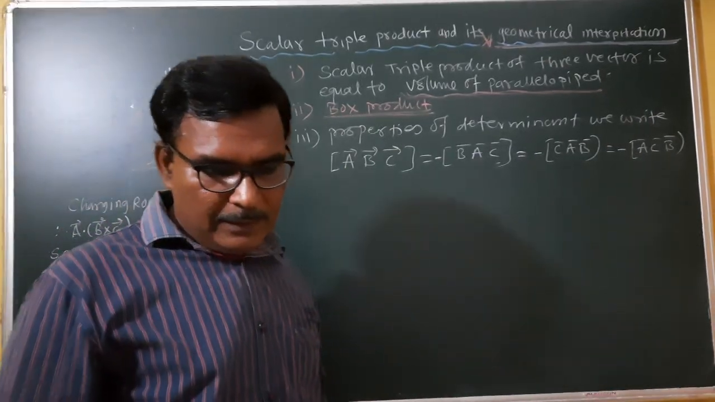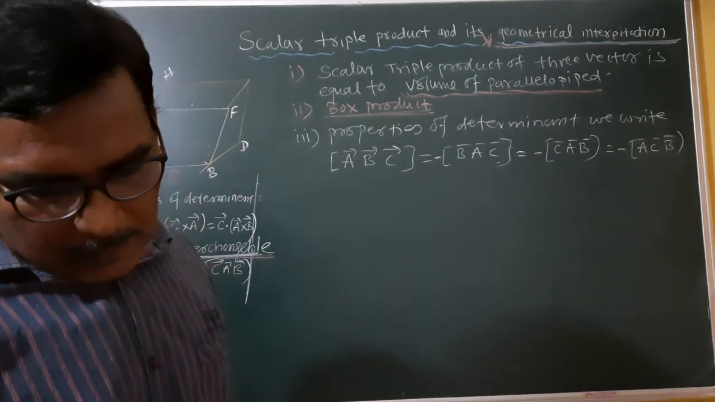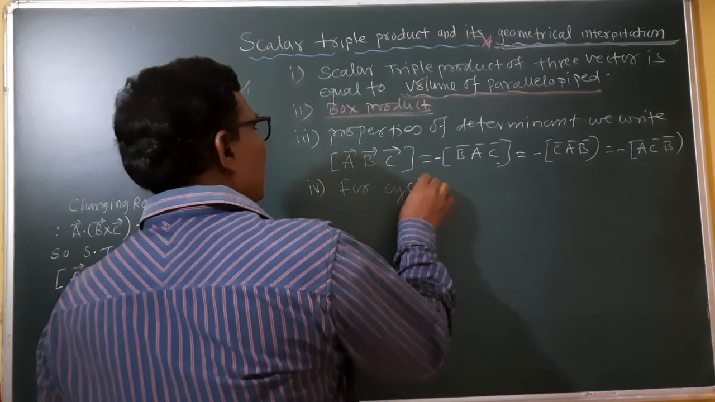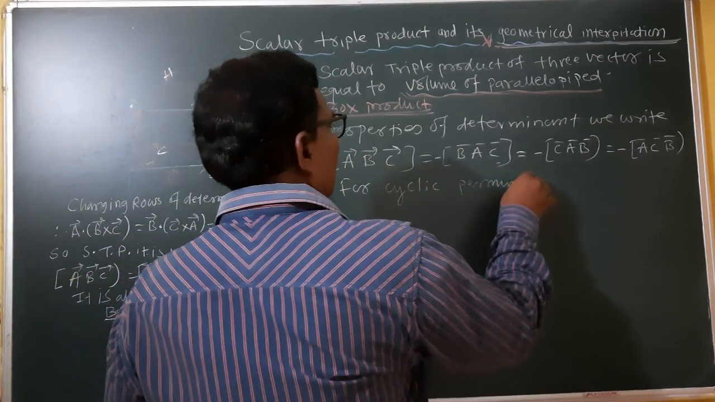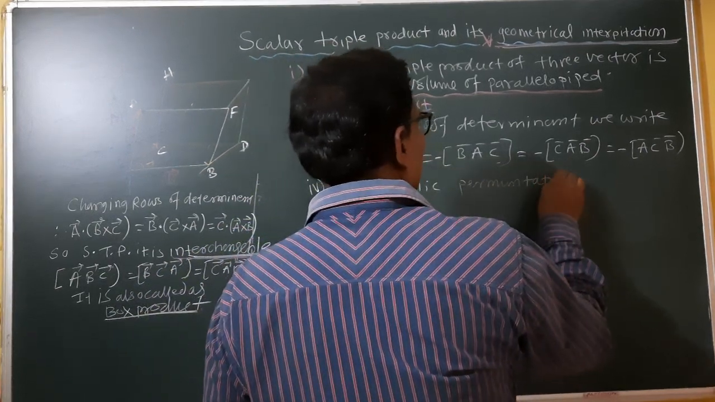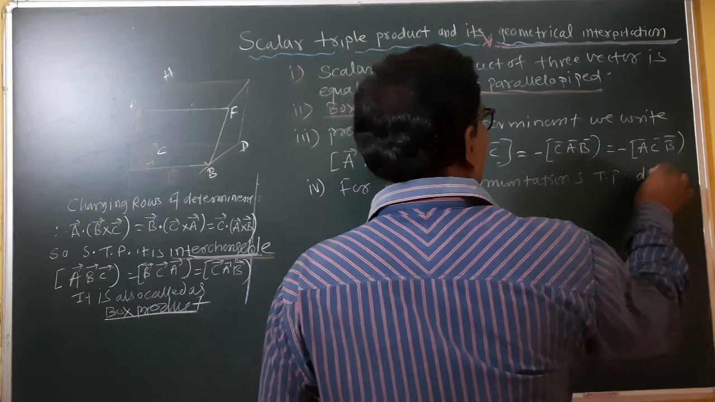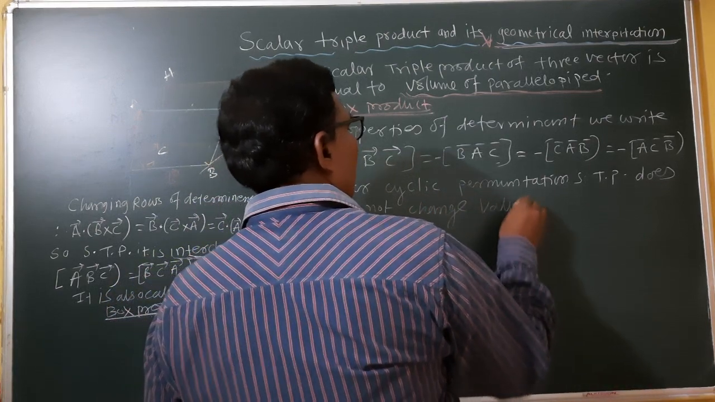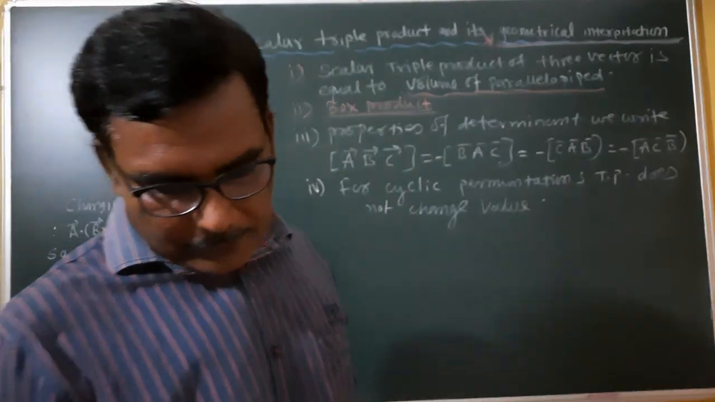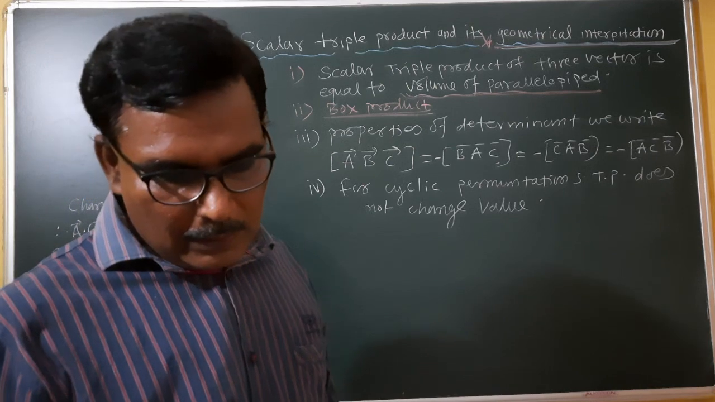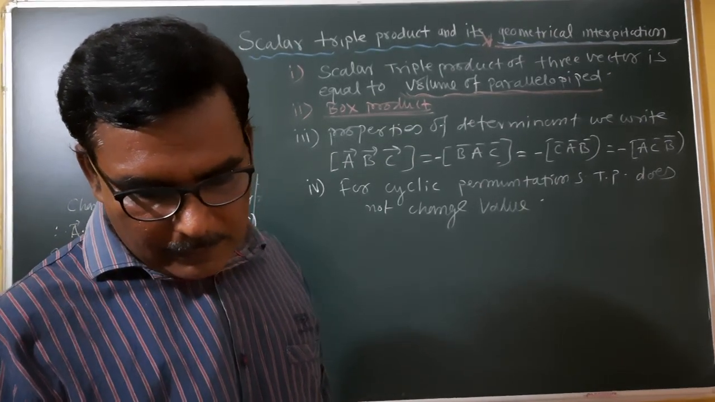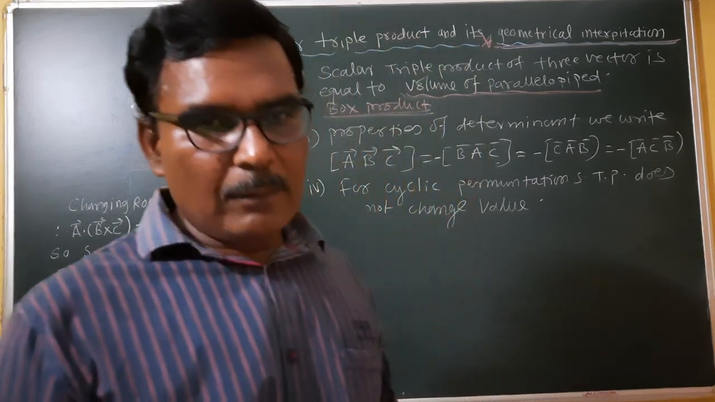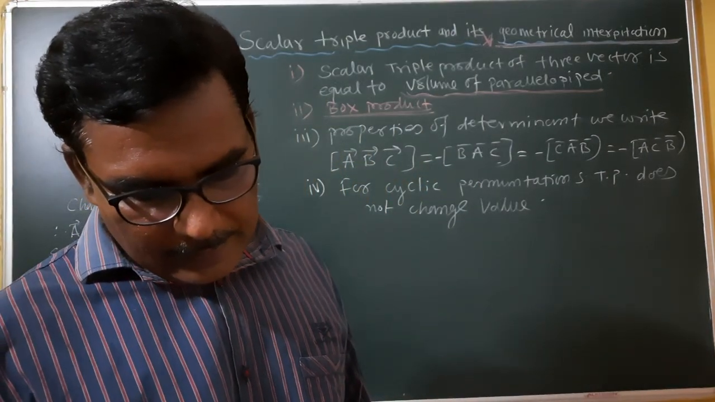For a cyclic permutation of the three vectors A bar, B bar, C bar, the scalar triple product does not change its value, while an anticyclic permutation changes the sign and leaves the magnitude unchanged. For anticyclic, the sign changes.